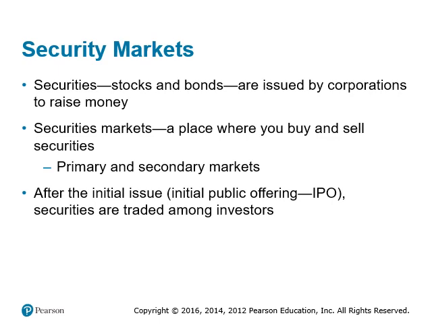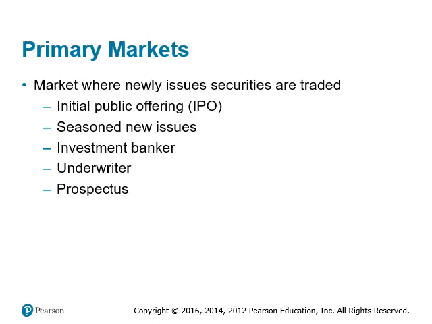The security market is divided into two: the primary and the secondary market. The primary market is the market where we have the initial public offering. Initial public offering is when corporations are selling their bonds or stocks for the first time. When they are going public for the first time for the sale of their stock, they go to the primary market. That is the initial public offering.